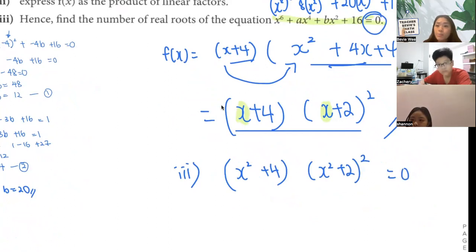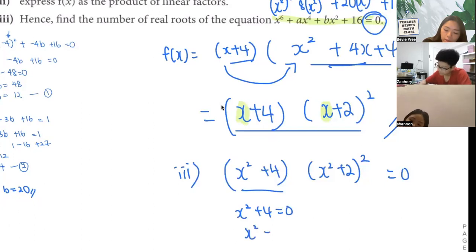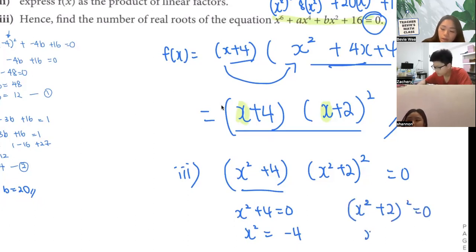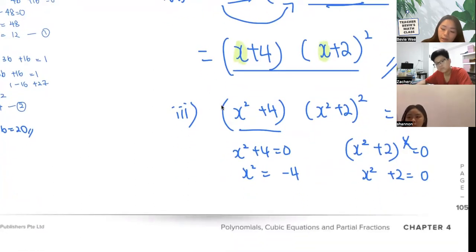From here, do I need to expand it and solve a power 6 polynomial or not? I don't know how to do that. Not in my syllabus, not even in Sec 4. All right, so how? I just equate x squared plus 4 equals 0. x squared equals minus 4. The other side, (x squared plus 2) whole thing squared equals 0. x squared plus 2 equals the square root of 0, which is just 0. x squared equals negative 2. Is there any solution for this or not?